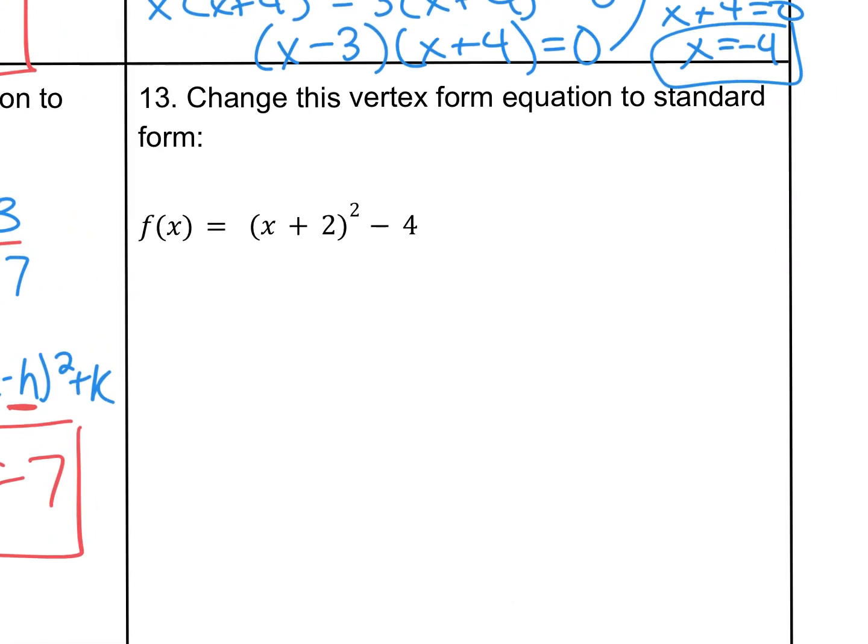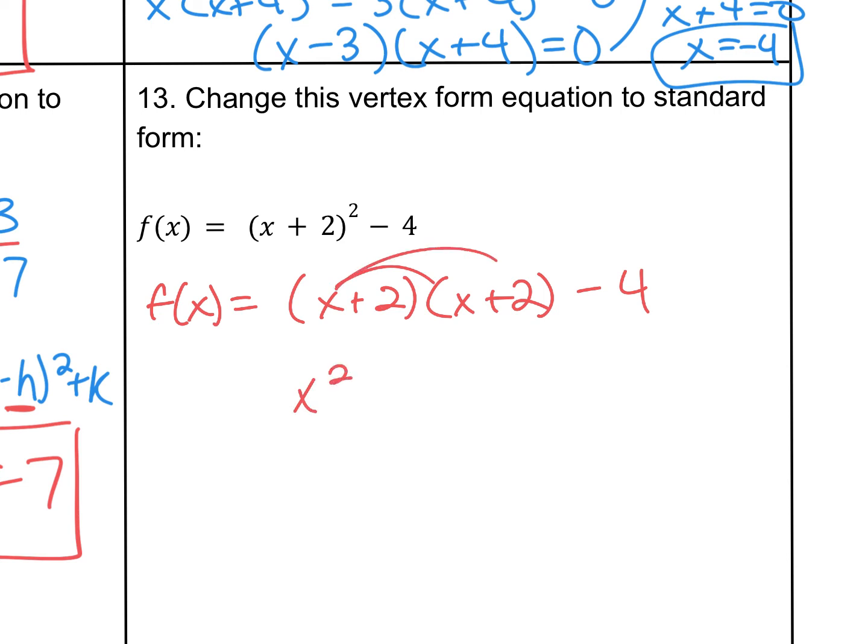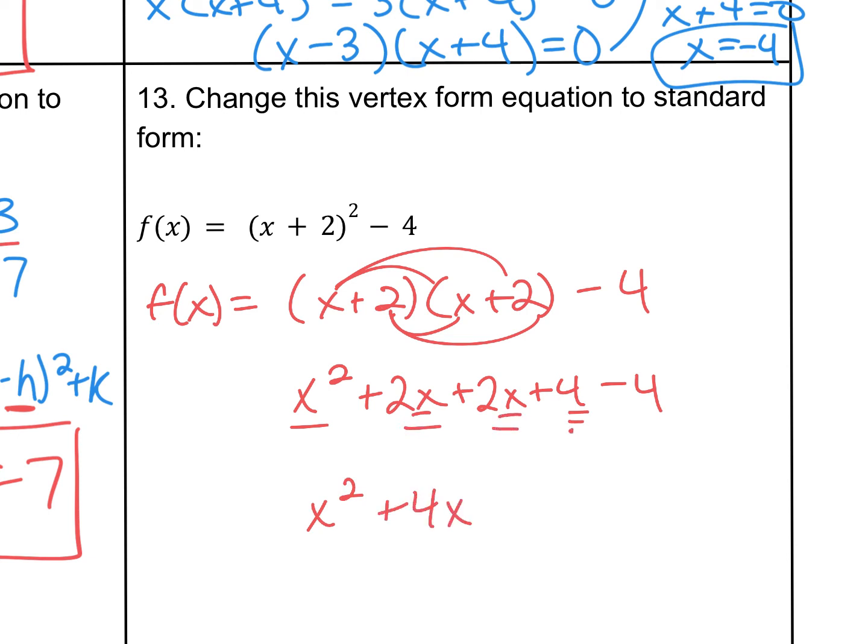Okay. Then we've got changing from vertex to standard. This is actually the easier method, I think, or the easier way to go. We just expand that x plus 2 that's being squared, and we FOIL it out. So x times x, x times 2, 2 times x, 2 times 2. Combine like terms, x squared plus 4x, and 4 minus 4 is actually just 0. So this is my final answer.